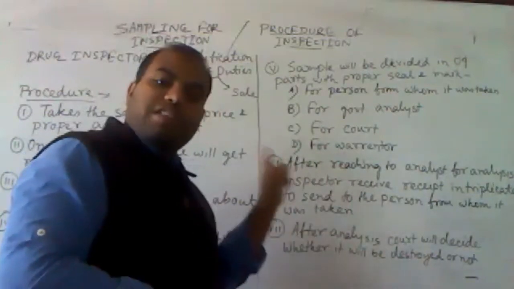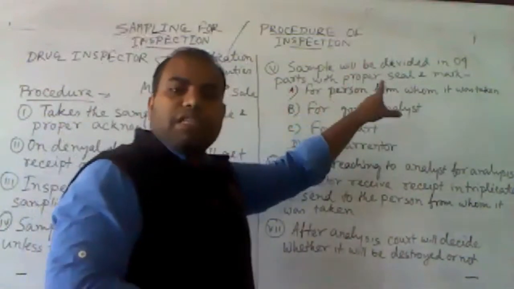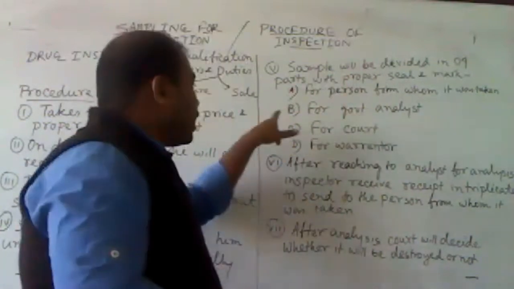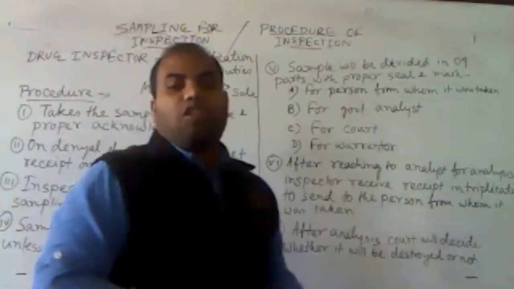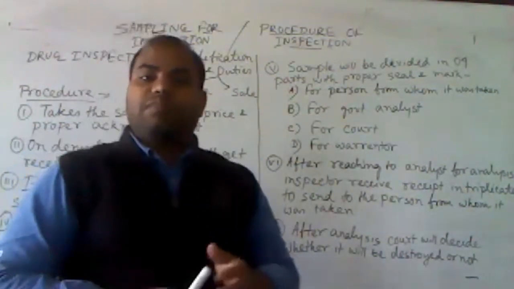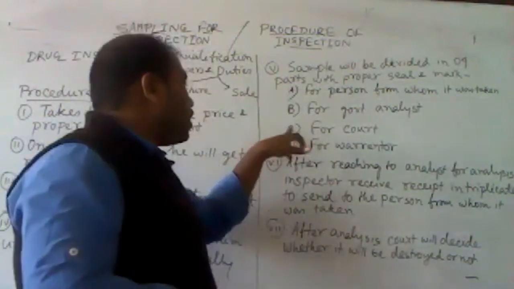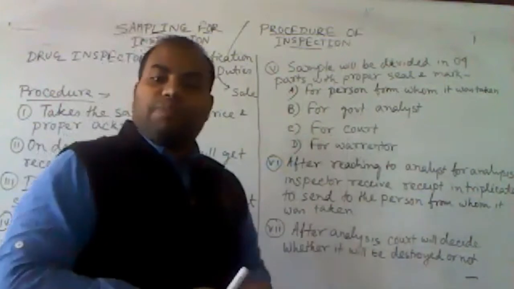That's why one sample or one portion will be from the person from whom it was taken, and the second portion will be for the government analyst. The government analyst will perform the analysis of the sample for the quality, taste or purity. And the third portion is for the court.